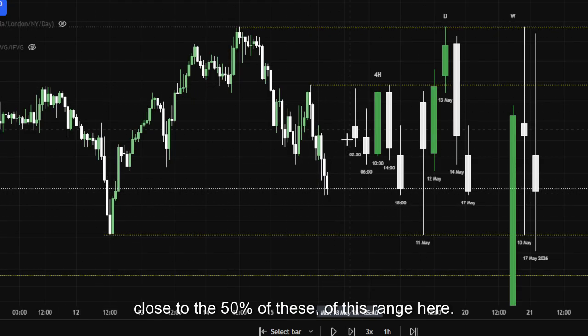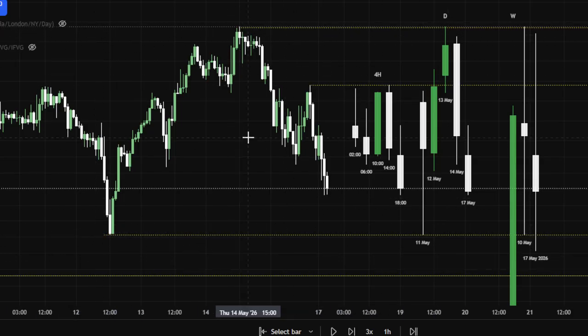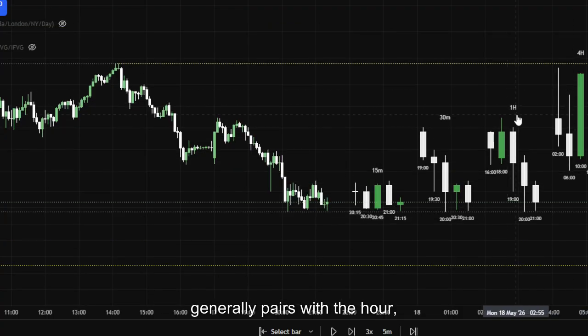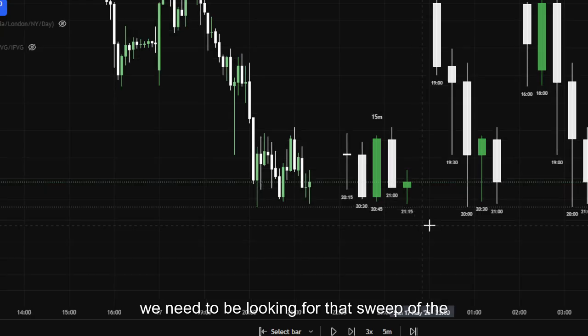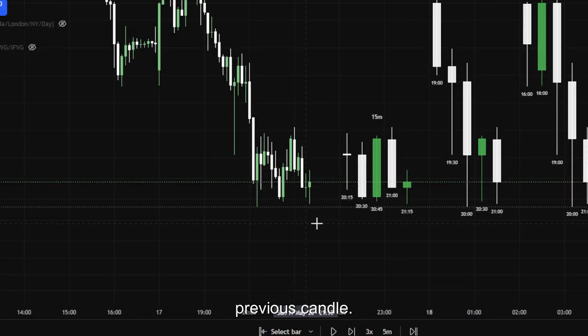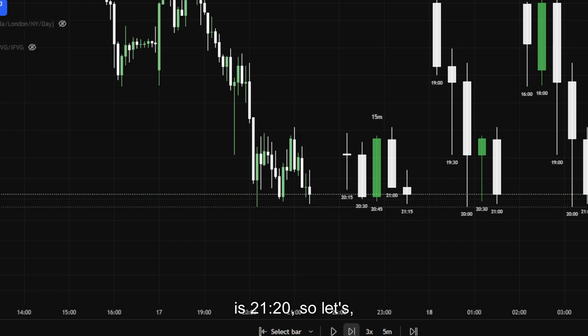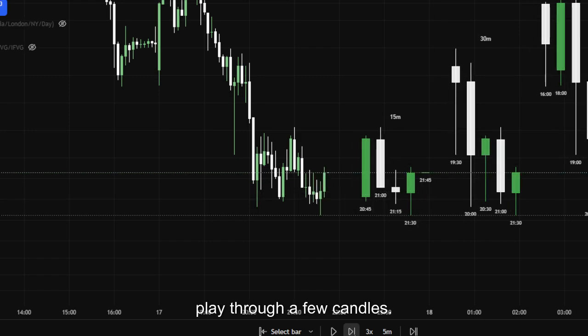Close to the 50% of this range here. But anyways, this is what you want to be doing. Let's go down to the 5-minute, which generally pairs with the hour, but we'll stay adaptable. We need to be looking for that sweep of the previous candle. So what time is it? It is 21:20. So let's play through a few candles.